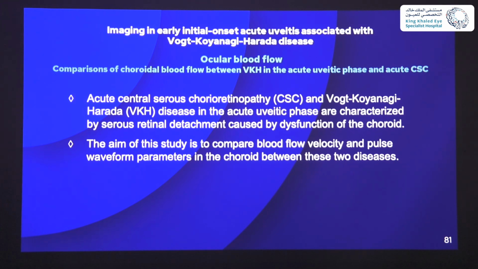We know that acute central serous choroidopathy and Vogt-Koyanagi-Harada disease in the acute uveitic phase are characterized by serous retinal detachment caused by dysfunction of the choroid. Both these conditions have dysfunction of the choroid, central serous choroidopathy and VKH, and both have neurosensory retinal separation. So the aim of this study was to compare blood flow velocity and pulse waveform parameters in the choroid between these two diseases.